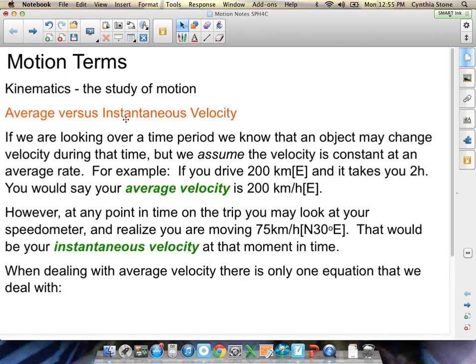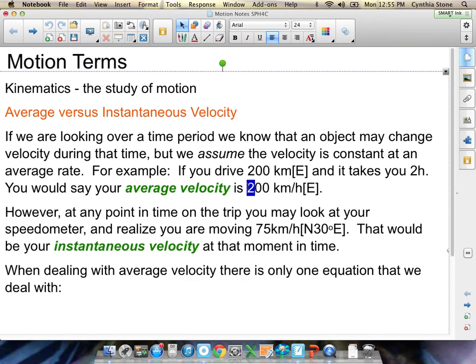Average and instantaneous velocity. This is important to understand, especially when we talk about acceleration. If you're looking over a time period, we know that an object may change velocity during that time, but we assume that it's constant. That's if we're talking about average velocity. For example, if you drive 200 kilometers east and it takes you 2 hours, you would say that your average velocity is 100 kilometers per hour, because you did 200 kilometers in 2 hours. However, you pretty much know that over that 200 kilometers, you didn't drive 100 kilometers per hour the whole time. You probably sped up and slowed down, and it just averaged out to that.